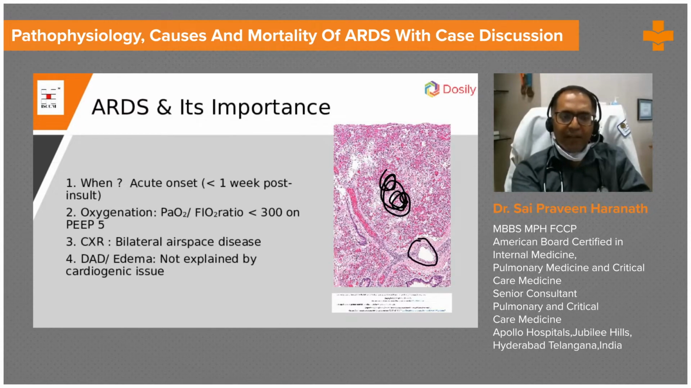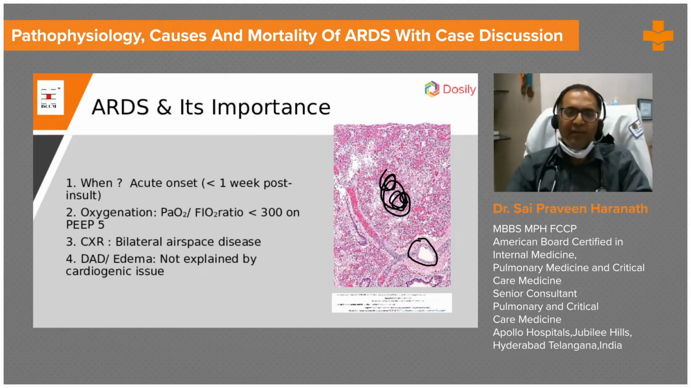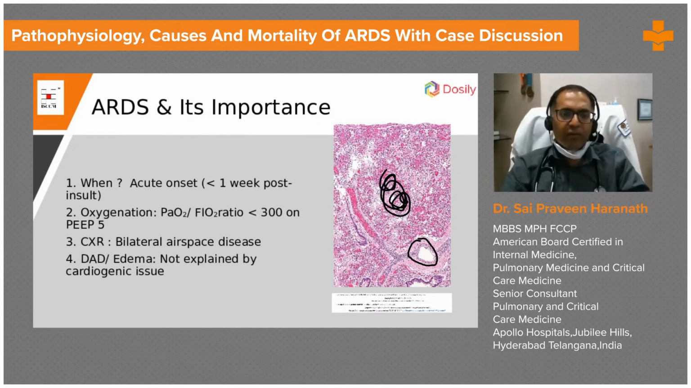Now, the definition of ARDS involves having an acute onset, which is less than 1 week post the insult. It also involves a PF ratio less than 300 with somebody who's on a PEEP of 5. Chest X-ray should show bilateral airspace disease, and DAD is diffuse alveolar damage or edema, not explained by a cardiogenic issue.